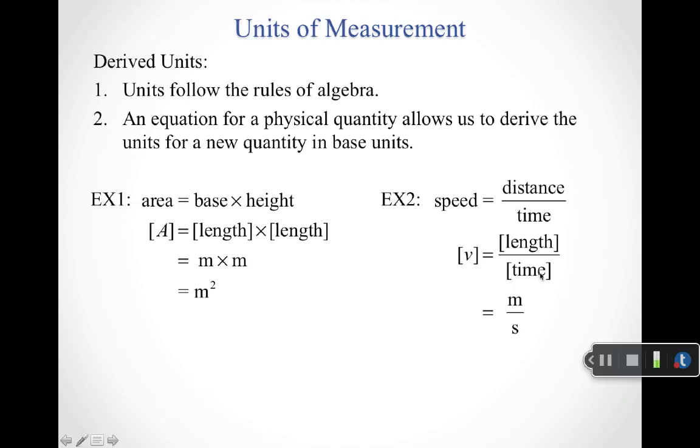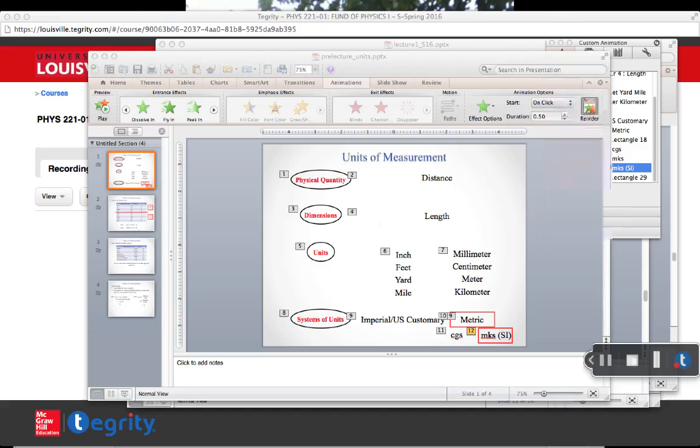Similarly, same idea. I've got an equation that tells me that speed is just distance divided by time. So the units of speed are going to be the units of length divided by the units of time. Units of length, meters, units of time, seconds. So meters per second is my unit of speed. And so we'll hopefully get fairly comfortable fairly fast with figuring out what derived units we're dealing with, by using an equation to basically calculate out what our new unit is.